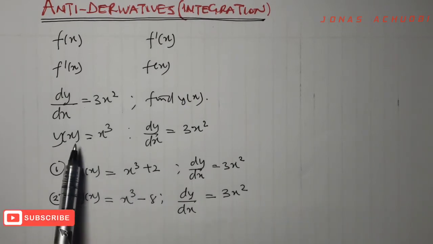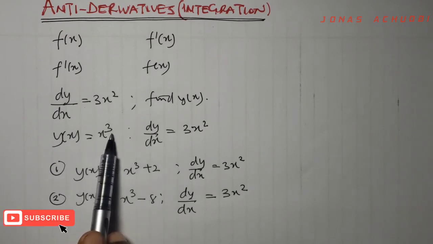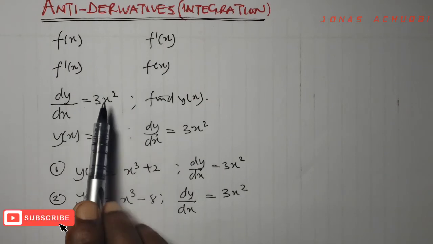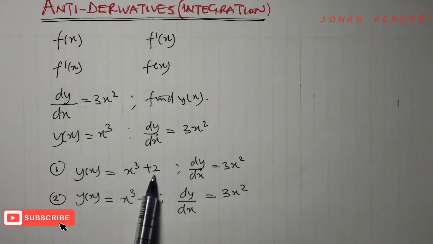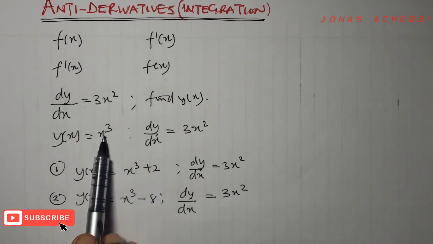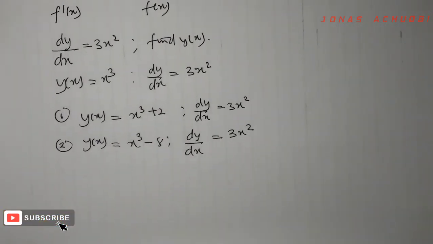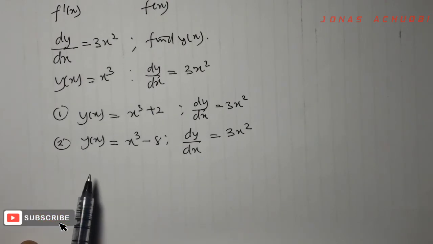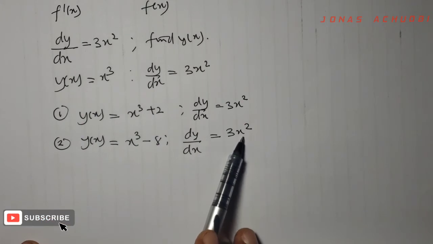What do we see here? We observe that the function y of x equal to x cubed is not the only function whose derivative is 3x squared. As a matter of fact, the function x cubed plus 2 has the same derivative as x cubed, which is 3x squared. The function x cubed minus 8 has the same derivative as x cubed, which is what? 3x squared. And if you follow what is happening here, you observe that, in fact, there are infinitely many such functions with the derivative 3x squared.